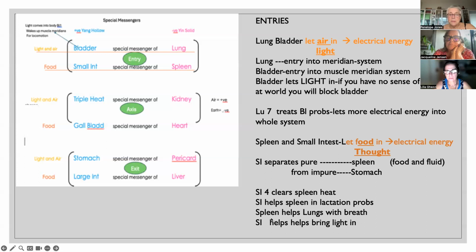The spleen helps the lungs with breath. Remember he talked about the tradition of saying grace before meals, a prayer of gratitude before a meal, allowing that space before stuffing the face full of food. It allows the spleen to relax. It allows the spleen and the small intestine, both of them, to relax, because then they can do that separation of the pure from the impure.